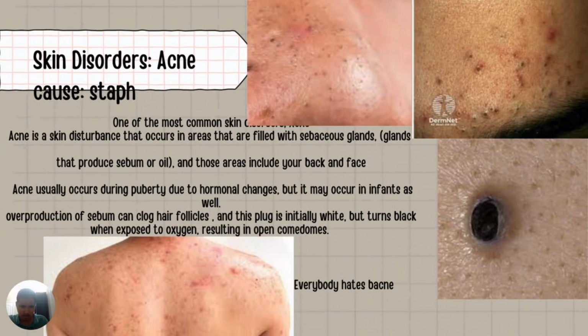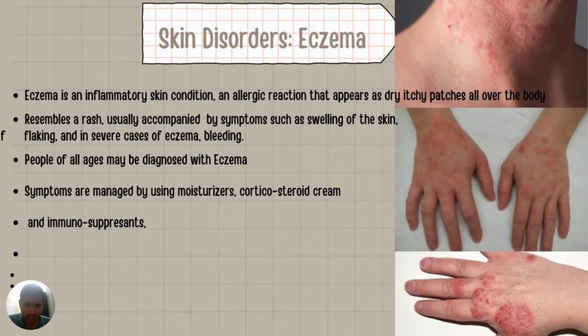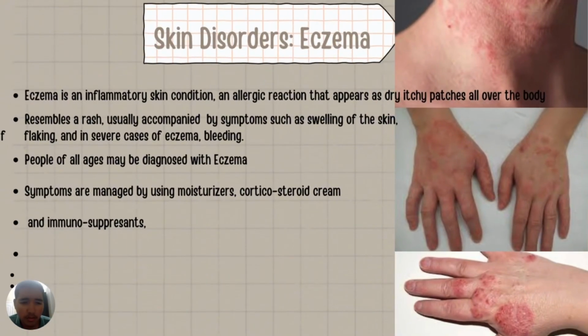Skin disorders. Eczema. Eczema is an inflammatory skin condition, an allergic reaction that appears as dry, itchy skin all over the body. Eczema appears as a rash, and it's usually accompanied by symptoms such as swelling of the skin, flaking, and, when your eczema is severe, bleeding. That probably happens from the itching of the eczema.